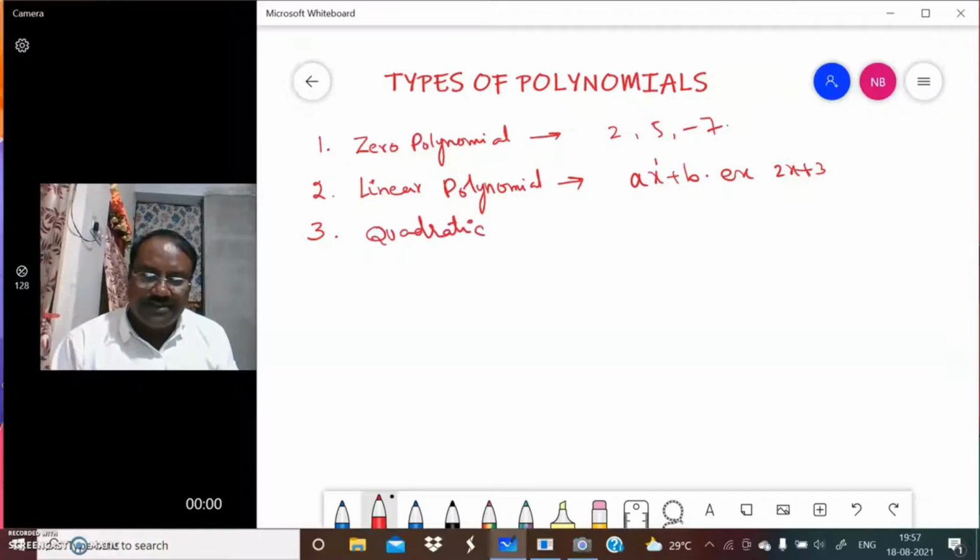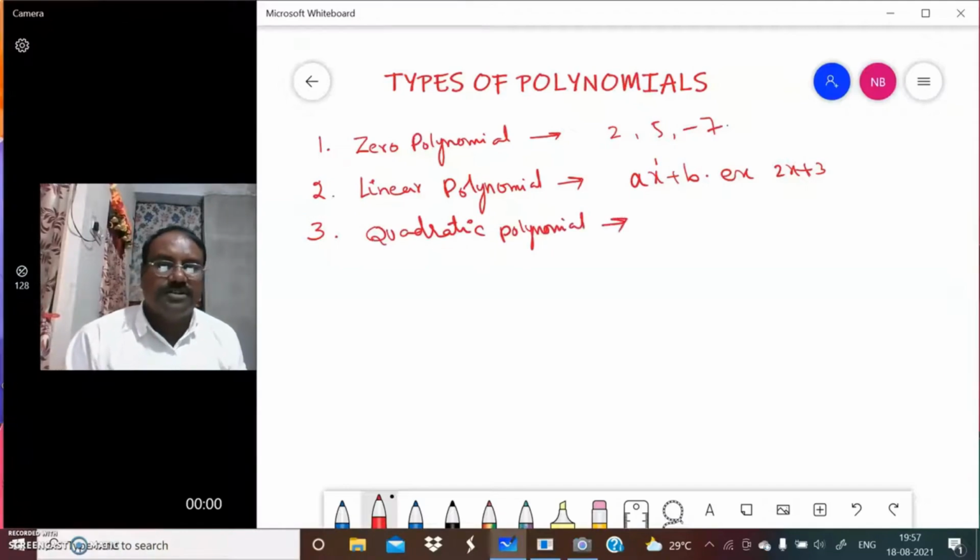Quadratic polynomial means a polynomial which contains the degree 2. If degree is 2, that polynomial is called quadratic polynomial. General form of quadratic polynomial is ax square plus bx plus c.